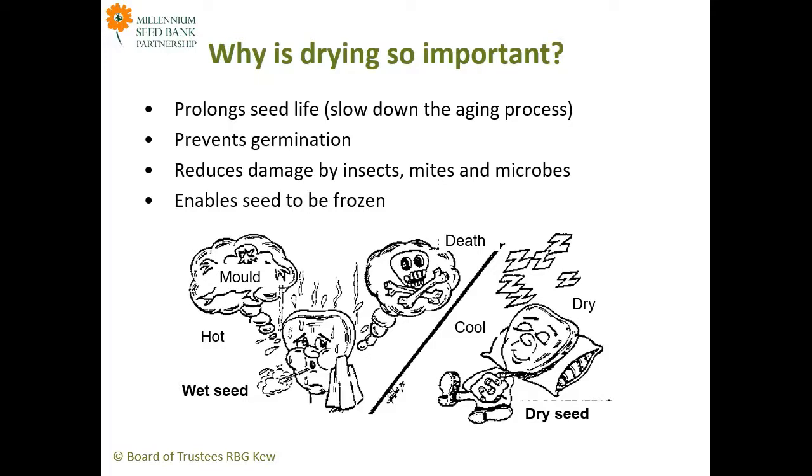Reducing the seed moisture level slows down the aging process, prevents germination, reduces the damage by insects and other pests, and more crucially, it enables seeds to be frozen.